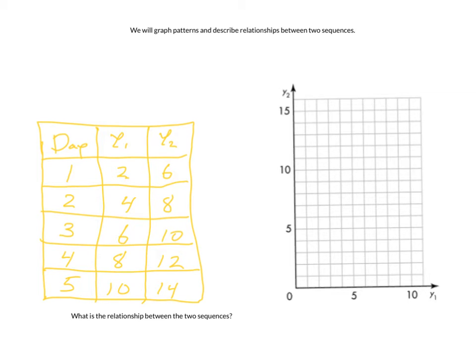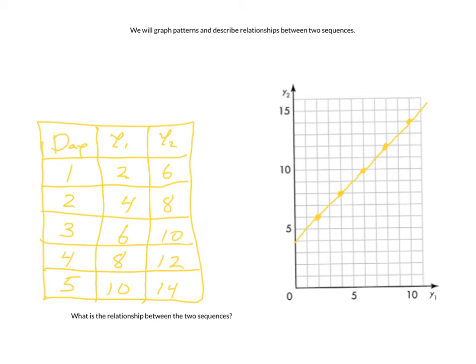So let's graph this out first. First point is 2 on a horizontal axis and 6 on the vertical axis. Next, 4 and 8. Then the next ordered pair is 6 and 10. Then 8 and 12. And 10 and 14. Now we could join these points. As you can see, the pattern becomes very clear when we look at the graph.